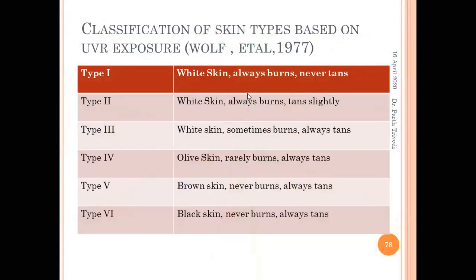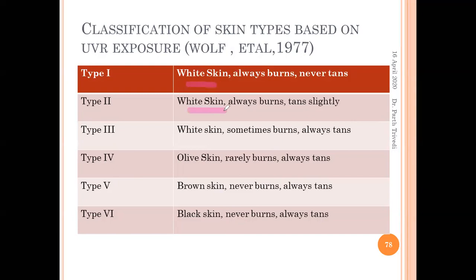Okay, clear. You have different types of skin. This is according to Wolf et al., 1997. We have type 1, type 2, type 3, type 4, type 5, and type 6. Okay, this is where we will end our UVR dosage. After that, we will move on towards the calculation. So I will quickly go.